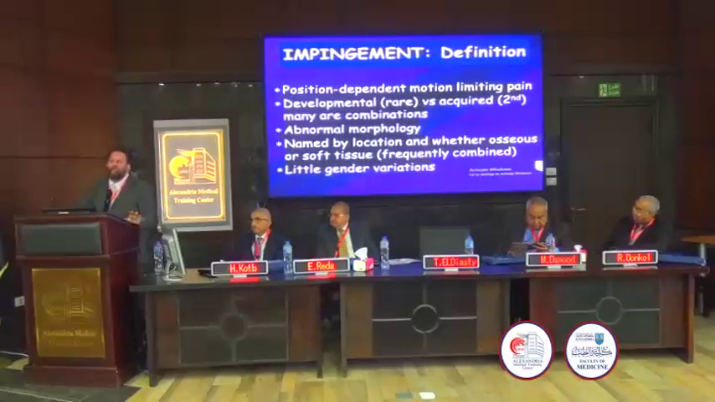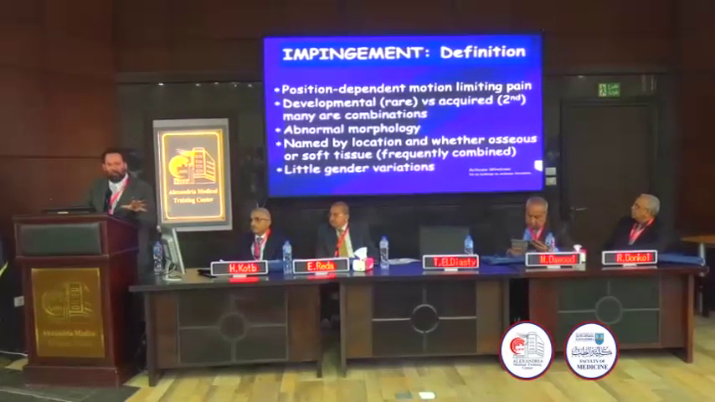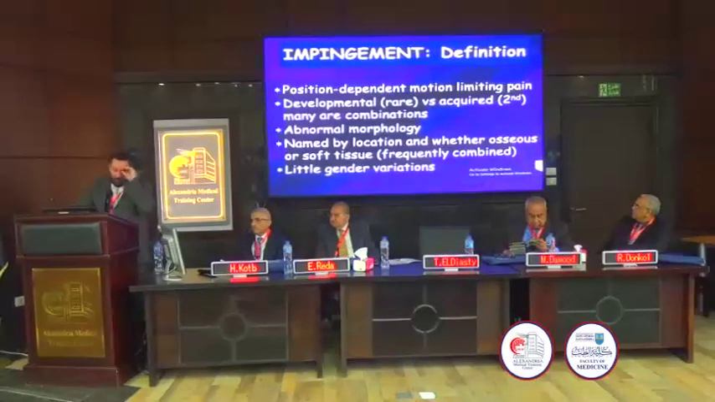In the ankle, we use location only. We don't use vectors. Other parts of the body, we use vectors. Shoulder and ankle, we use only location. And then we say, is it soft tissue? Is it osseous? Or is it mixed? So I'll show you a bunch of examples.